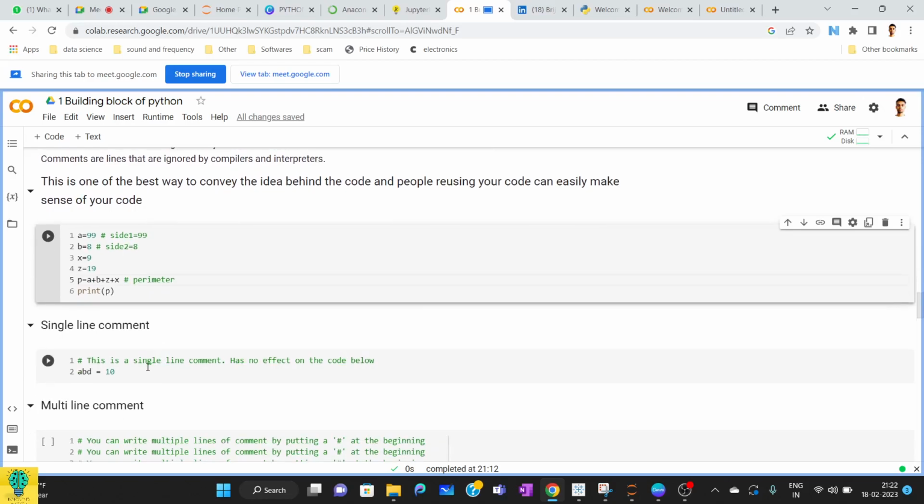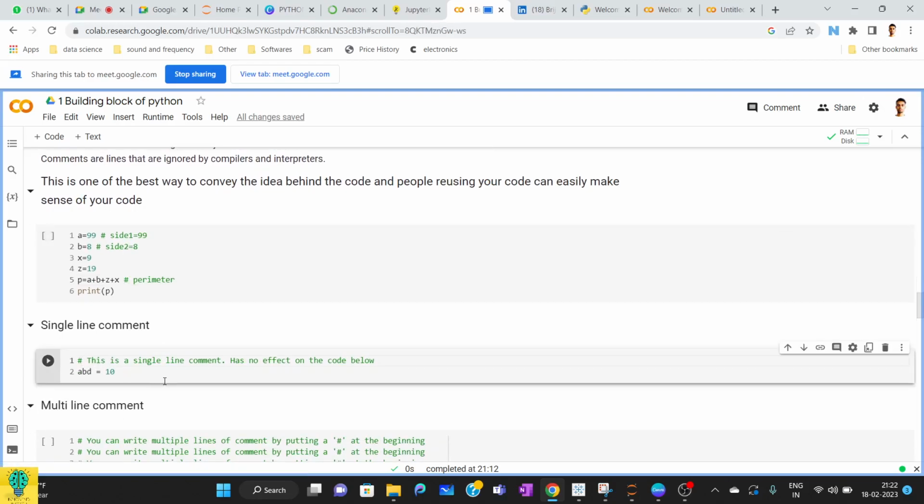A comment could be multi-line or single line. If you are writing a single line, just add a hash and you can write the comment there. I'm assigning this value. When I say assign, it means to provide some value to a variable, where a variable is like an identifier. Now here ABD is a variable. Variable means anything that can have different values. In this code, we have ABD is equal to 10. Suppose somebody else is writing code, he might write ABD is equal to 9. So ABD does not have a fixed value, it changes as per the requirement. So it is a variable.